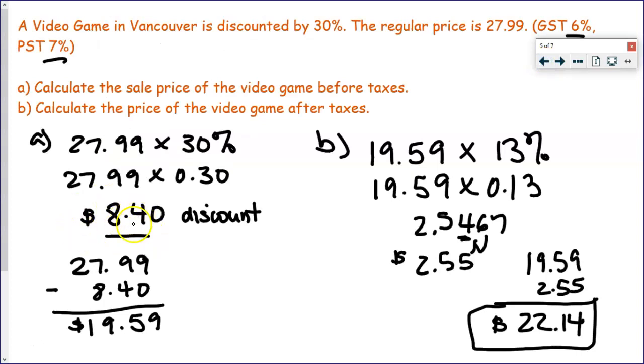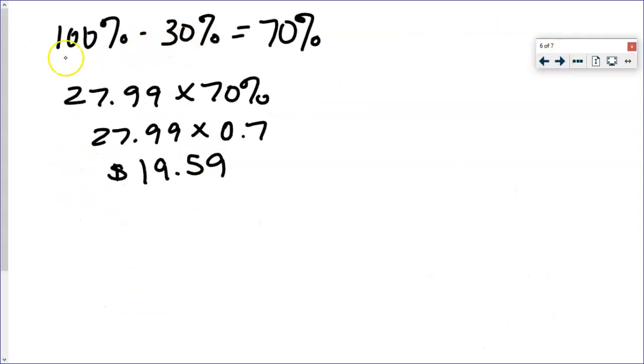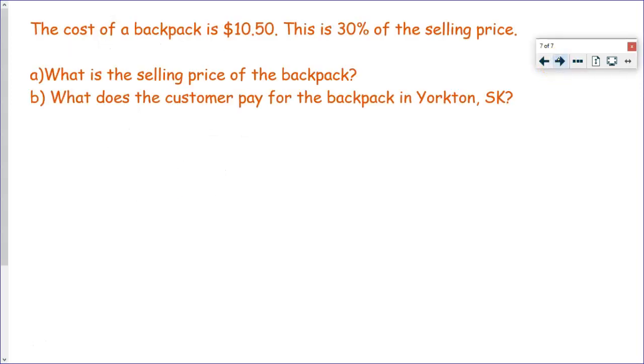Okay, we found the discount and then we subtracted. So this is just another way of doing it if you prefer this way. All right, here we took the 30%, found the discount, subtracted. Here we just took the discount right off the 100% price, and we found 70% of that price, and it yielded us the same answer. I just wanted to point that out, and then the taxes would be the same way to add on. All right, let's go to the next one.